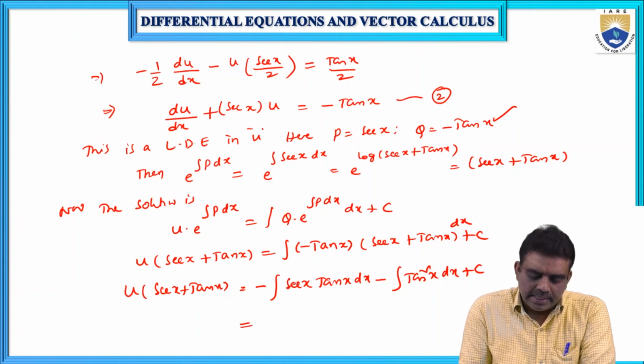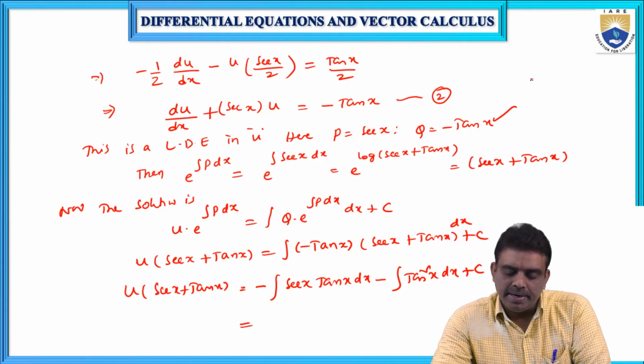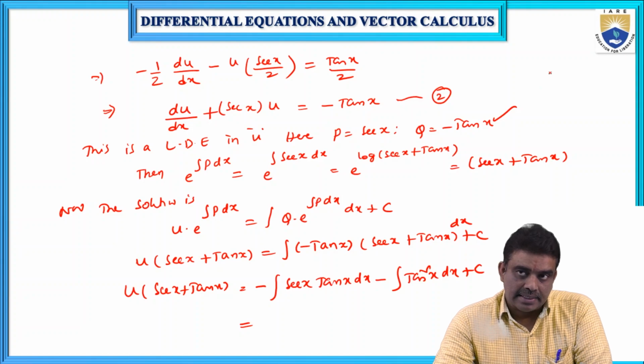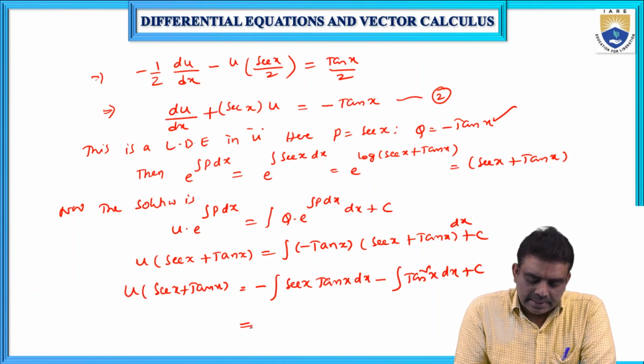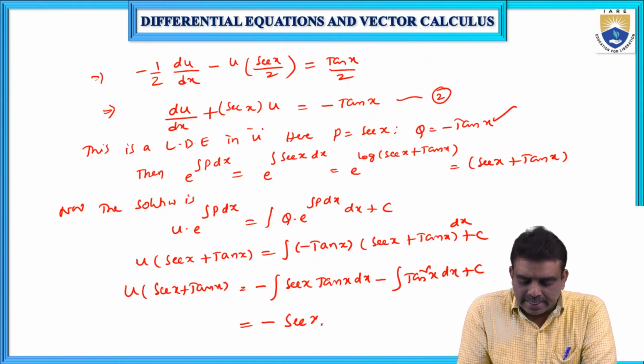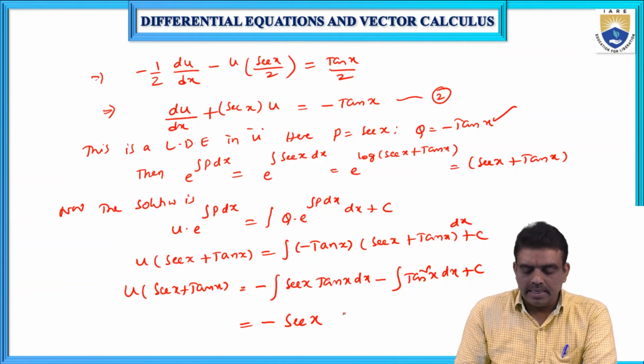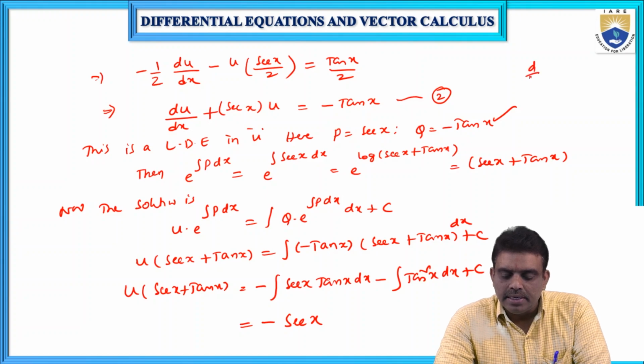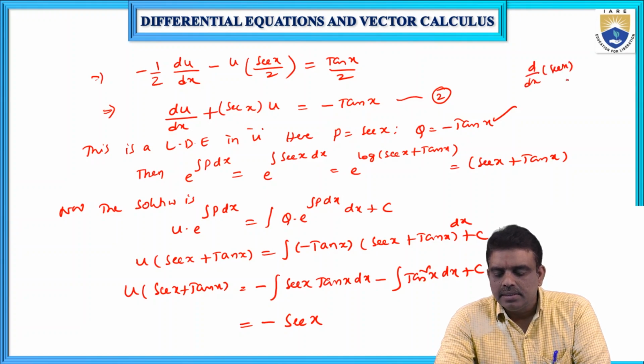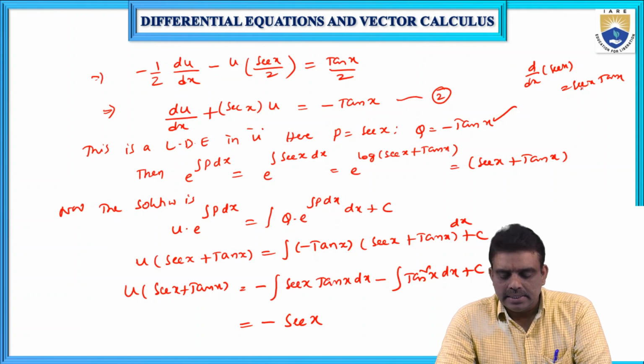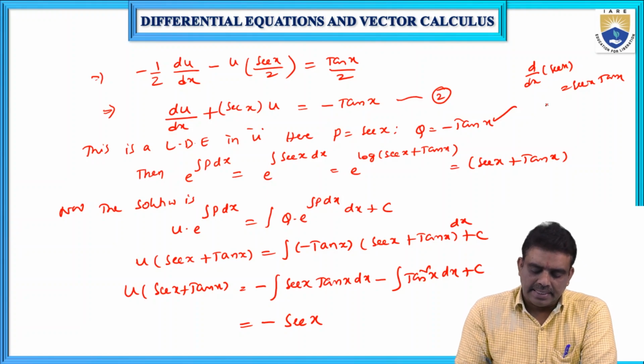So, what is integral secant x tan x dx? We know that d by dx of secant x is secant x tan x. So on taking integration, the integral of secant x tan x dx is equal to the integral of d of secant x, that is secant x.